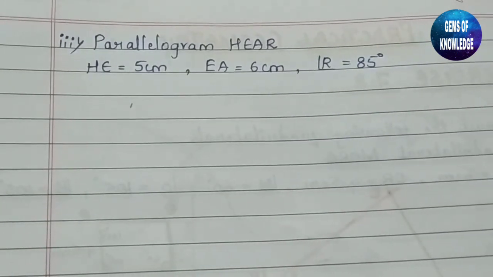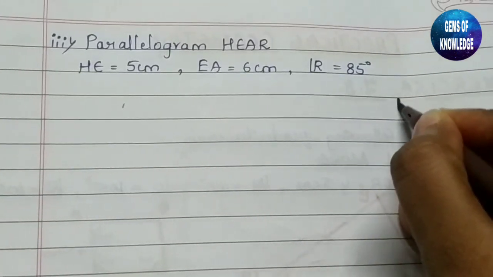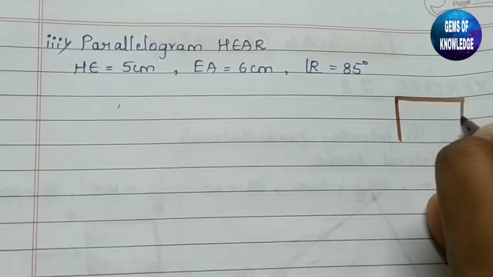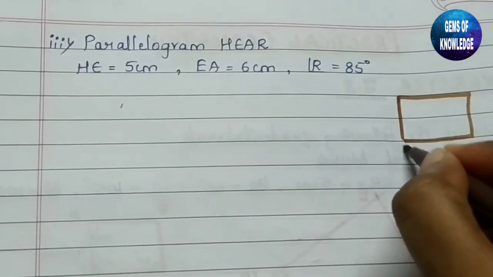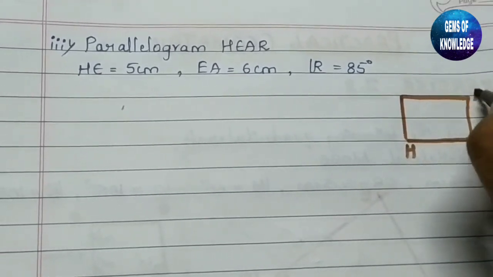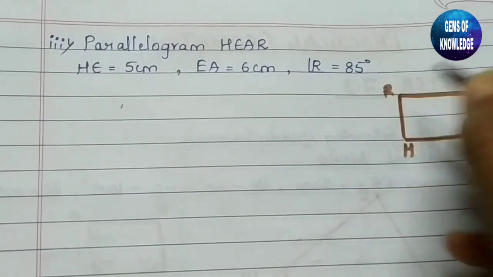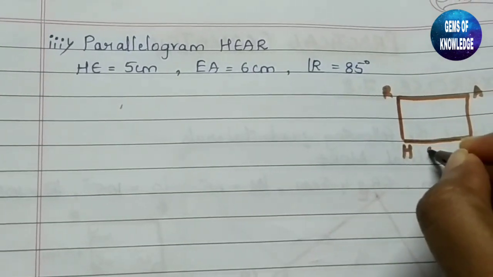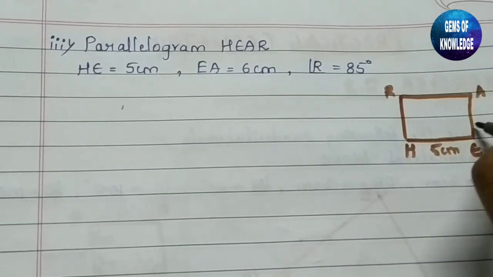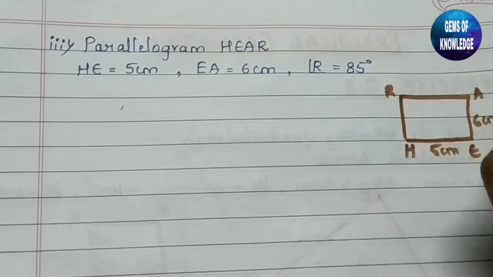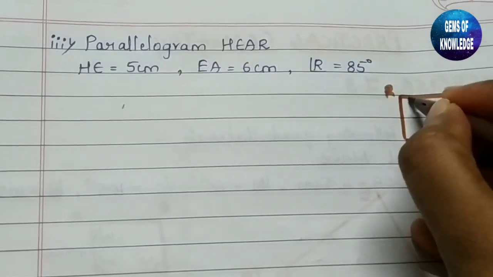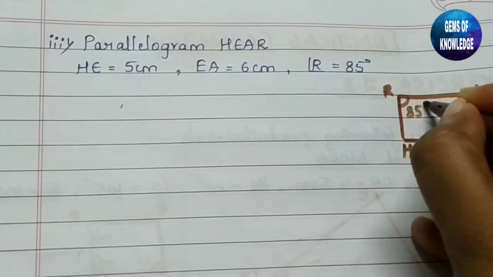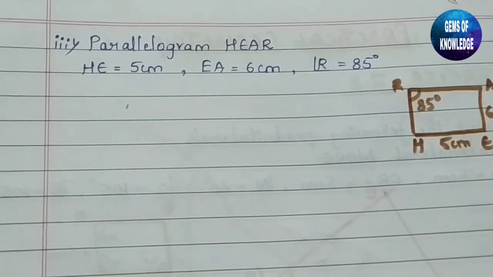Here we need to draw one rough diagram, which is like this. This is a parallelogram, that is HEAR. HE will be nothing but 5 centimeter, EA is nothing but 6 centimeter here, and this angle will be nothing but 85 degree. Only these things have been given.